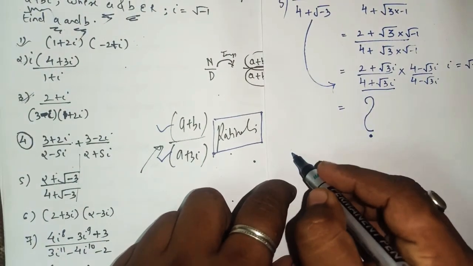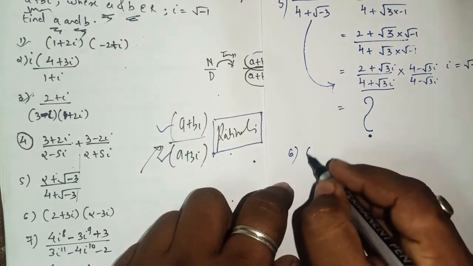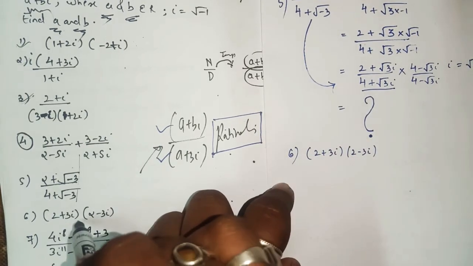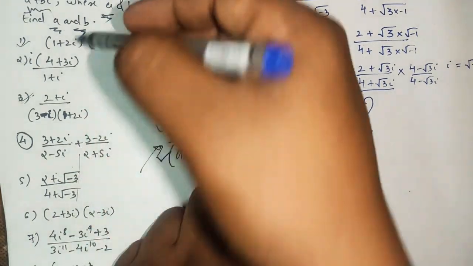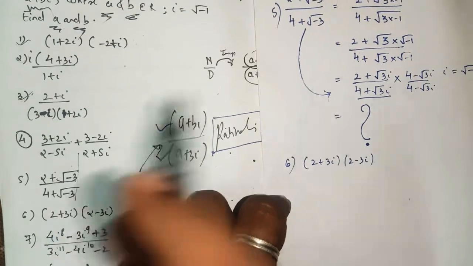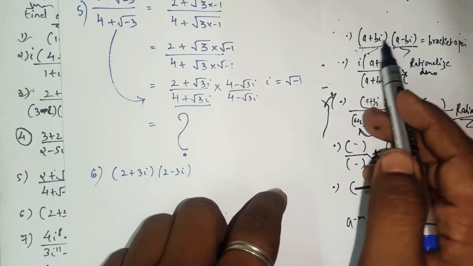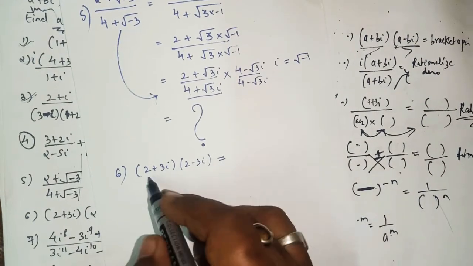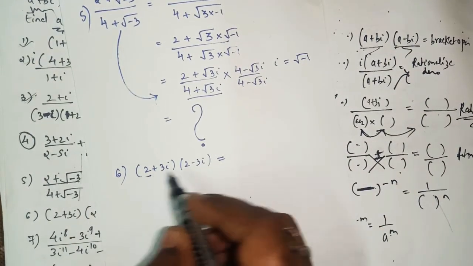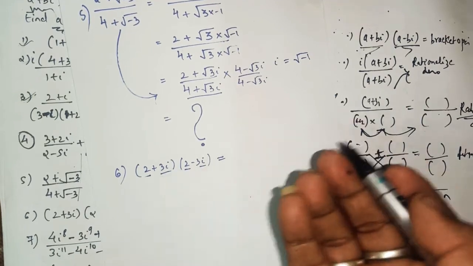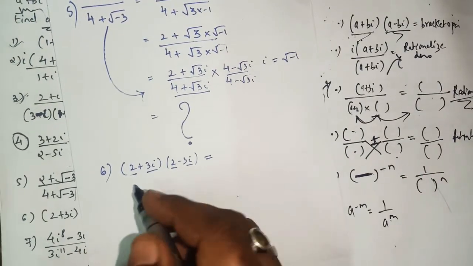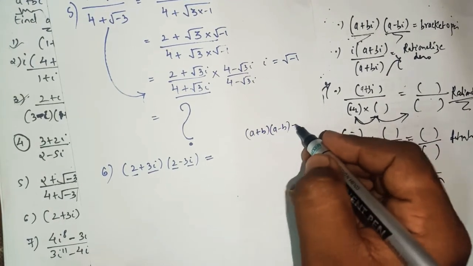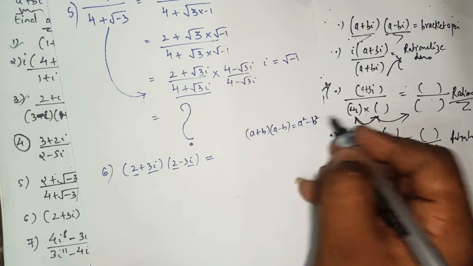Even the sixth one also. Here it says 2 plus 3i, 2 minus 3i, the same sum we saw in the first question also. Whenever you have two brackets, you can simply do a bracket expansion. Or else clearly we can see that here we have the same number with the opposite symbol. It looks like a plus b, a minus b, which we can write as a square minus b square.